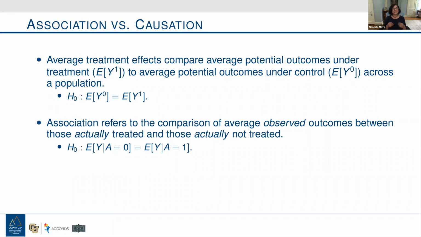Association is much easier, right? Association refers to the comparison of average observed outcomes. So now we are observing everything. Here we have just Y, no Y0 or Y1. And you're making the comparison between those who are actually treated and those who are actually not treated. So here, we're just comparing the average outcome amongst those who were not treated versus the average outcome for those who were treated. So association is a much weaker claim because you're just comparing those who were treated and those who weren't. This causal claim is a much stronger claim.